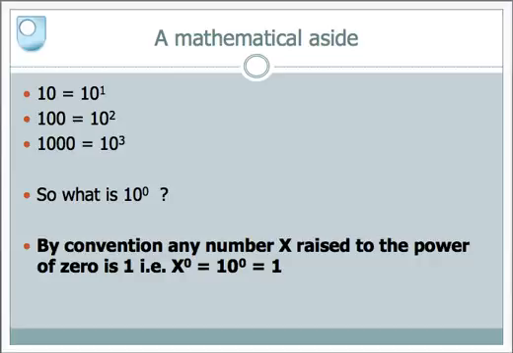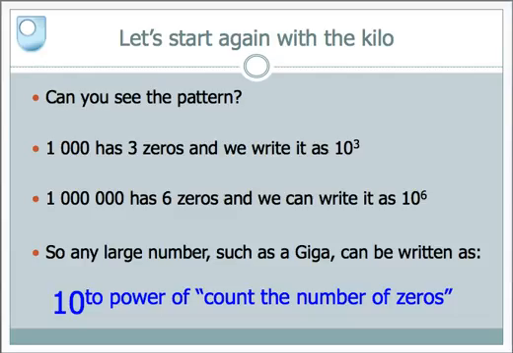Just a slight mathematical aside: 10 is 10 by itself, so 10 to the 1. 100 is 10 times 10, so 10 to the 2. And 1,000, as we've seen, is 10 to the power of 3. What does 10 to the power of 0 represent? Mathematically, by convention, any number raised to the power of 0 is represented by the number 1. So we can see a pattern. Every time we multiply by 1,000, we add 3 to the power of 10. So we start off with 1,000, which is 10 to the power of 3, a million is 10 to the power of 6, and we've just seen a giga was 10 to the power of 9.